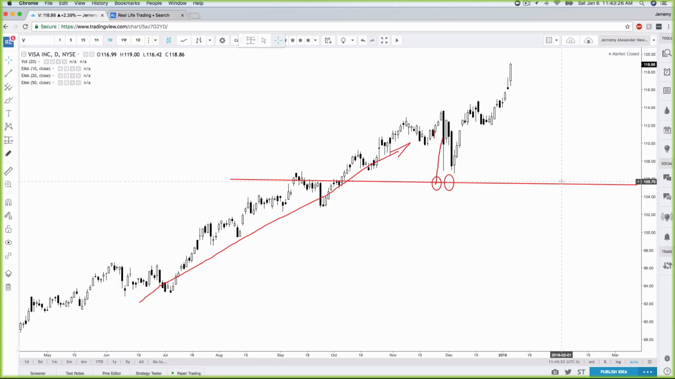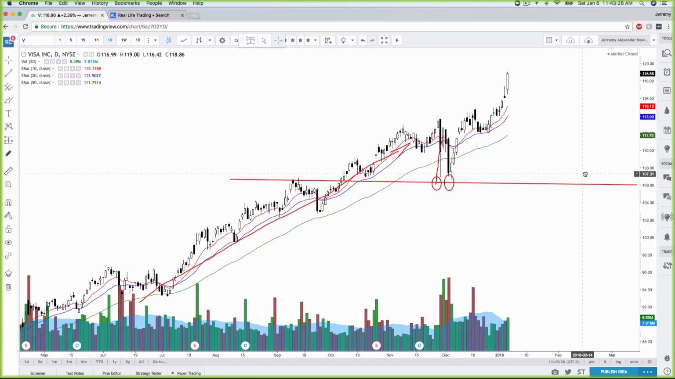In fact, check this out. Pull up the 50. Look at that. Nice little pullback to the 50 EMA. That's where people were buying.